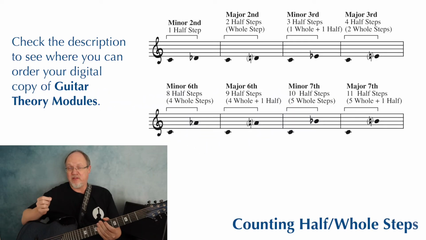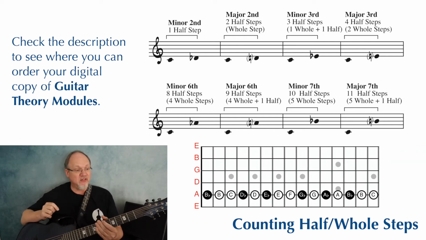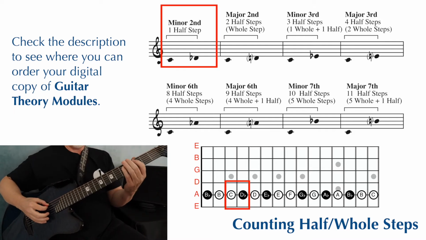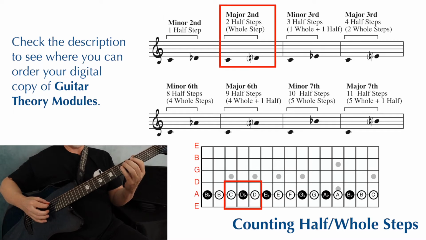Another way to figure out if an interval is major or minor is by counting the half steps. And if you're using your guitar to count your intervals, you just start on the first note and count the half steps to the next one. So a minor second is 1 half step. A major second is 2 half steps, or a whole step.